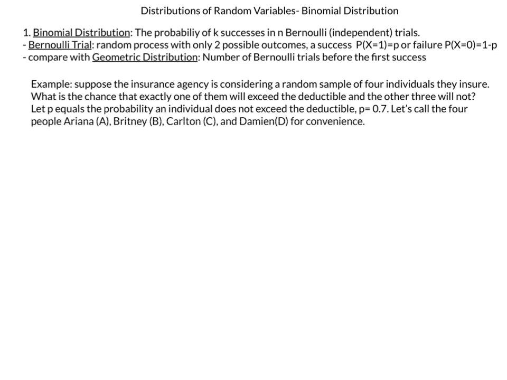So our first example, and this example is the one we're going to use throughout this video, is, suppose an insurance agency is considering a random sample of 4 individuals they insure. What is the chance that exactly one of them will exceed the deductible and the other 3 will not? Let p equal the probability an individual does not exceed the deductible, and it's important that we make sure we know that they do not exceed the deductible. The probability is 0.7. Let's call the 4 people Ariana, Brittany, Carlton, and Damien for convenience.